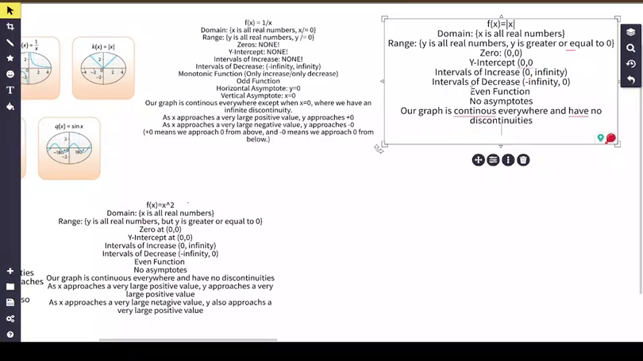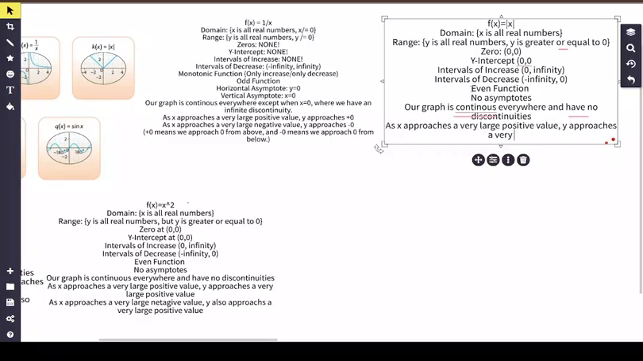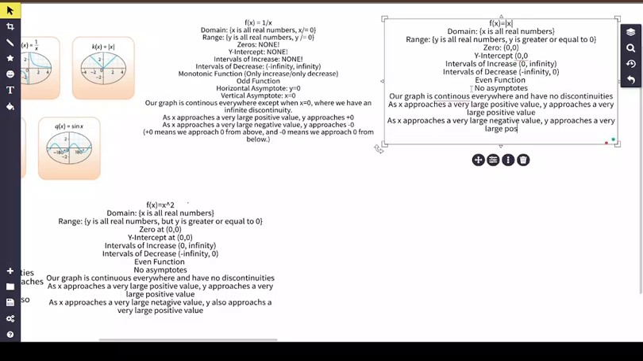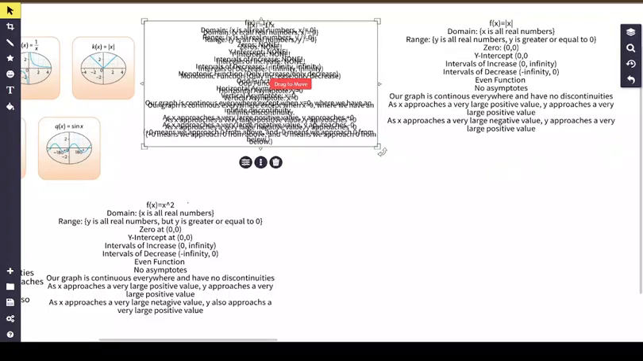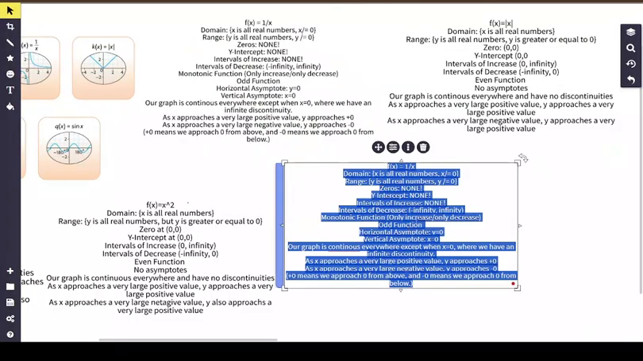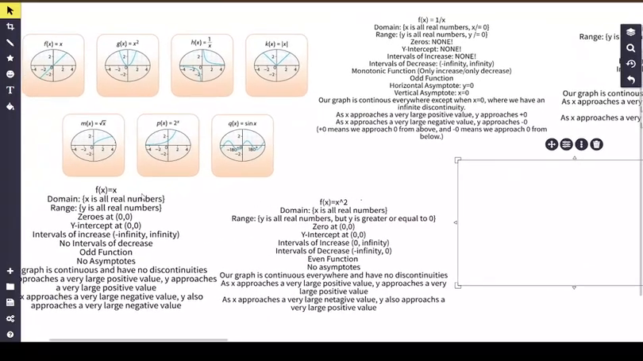Let's talk about the end behavior. As x approaches a very large positive value, y approaches a very large positive value. And as x approaches a very large negative value, similar to a quadratic function, y approaches a very large positive value. And quick and smooth, we are done with our absolute value function. Let's go ahead and do the square root function.